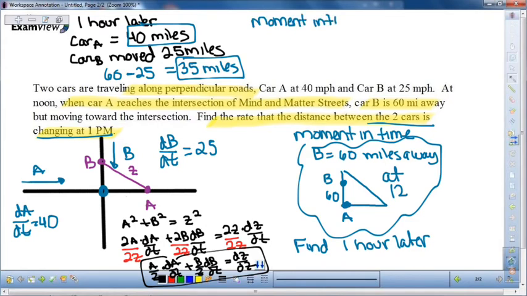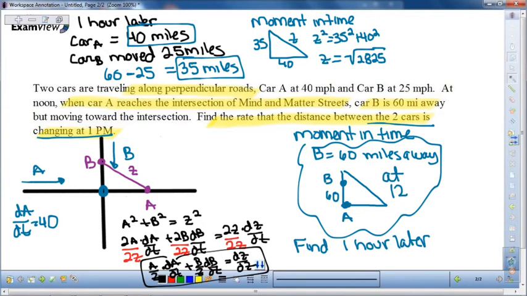So I'm going to go ahead and find my moment in time. I need to find Z. And I'm going to use the Pythagorean theorem. So Z is the square root of 2,825. So I'm going to go ahead and substitute those into my equation.